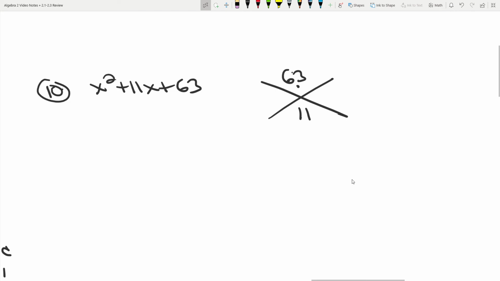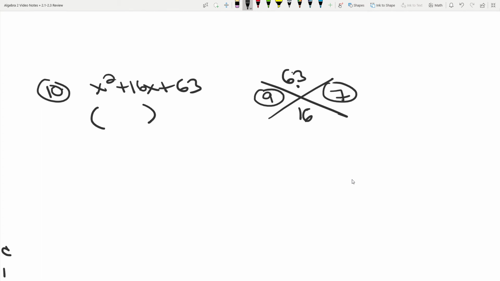All right, oops, this should not say 11. I'm sorry, that's a 16, not an 11. So let's change those two numbers. I went back to the problem and it said a 16, not 11. All right, so for 63, two numbers that multiply to 63 but add up to 16. In that case, it would be 9 and 7. 9 times 7 is 63. 9 plus 7 is 16.